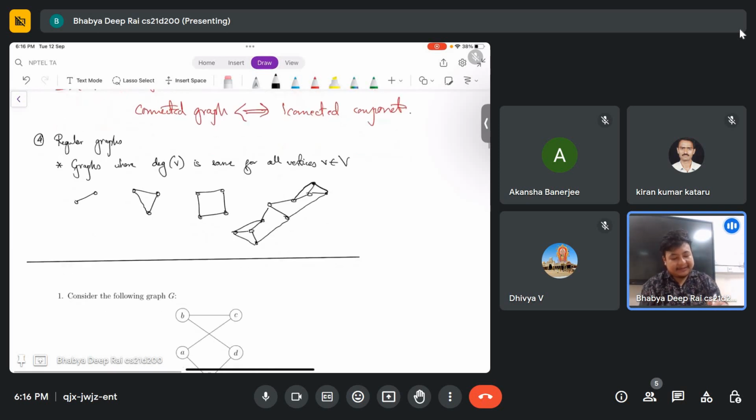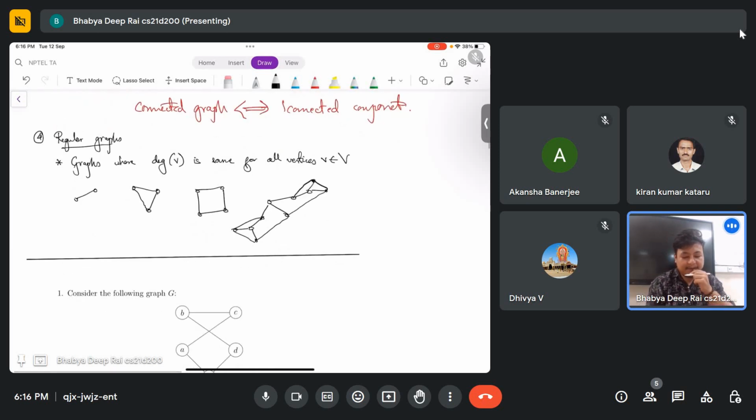Next thing is regular graphs. The final thing we'll look at is regular graphs. These are graphs where the degree is the same for all the vertices. For example, now to recap, what is the degree? Degree is the number of edges that are incident on a vertex. For this vertex, there is only one edge, so the degree is 1, and the degree is 1 here. For this vertex, what is the degree? There are 2 edges incident, so this is 2. For this also there are 2 edges. For this also there are 2 edges incident.